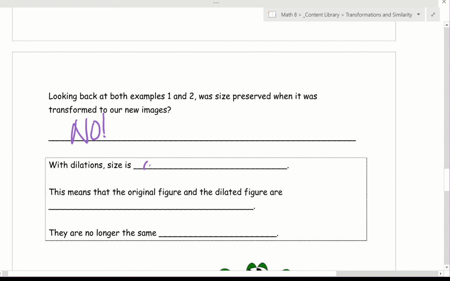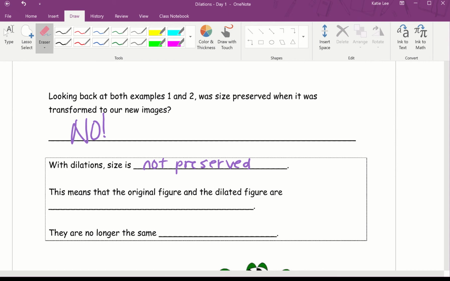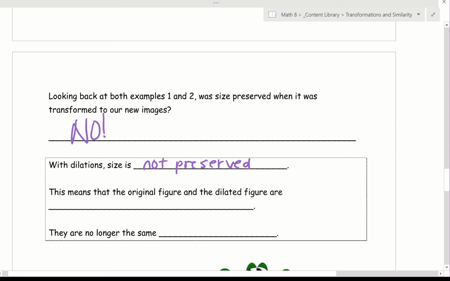With dilation, size is not preserved. This means that the original figure and dilated figure are not, let me make that a little neater for you guys. Sorry, my pen's acting silly today. Not congruent. They are no longer the same size. Okay.